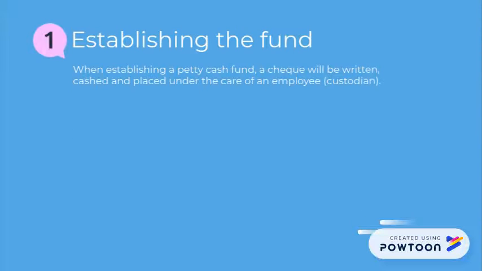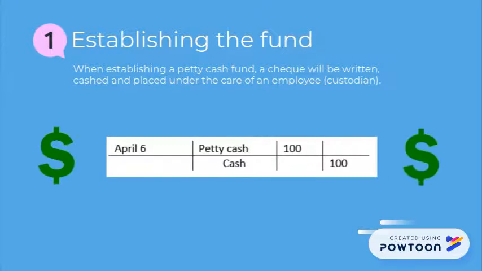When establishing a petty cash fund, a check will be written, cashed, and placed under the care of an employee. In order to record the establishment of the fund, a journal entry is made. There is no change to the total assets as the cash has not yet been dispersed outside of the company.